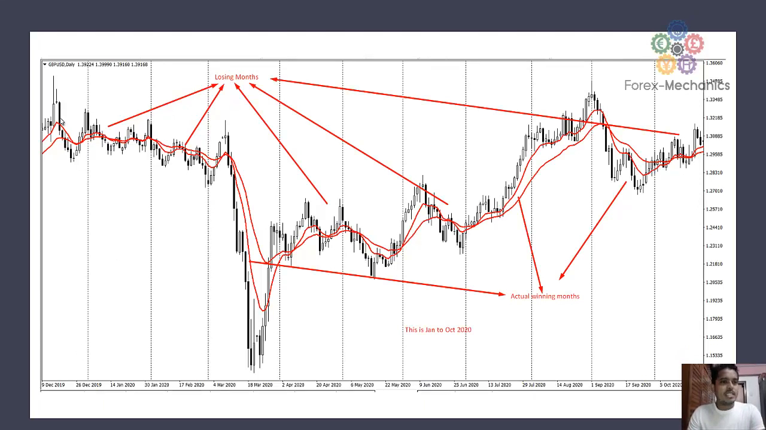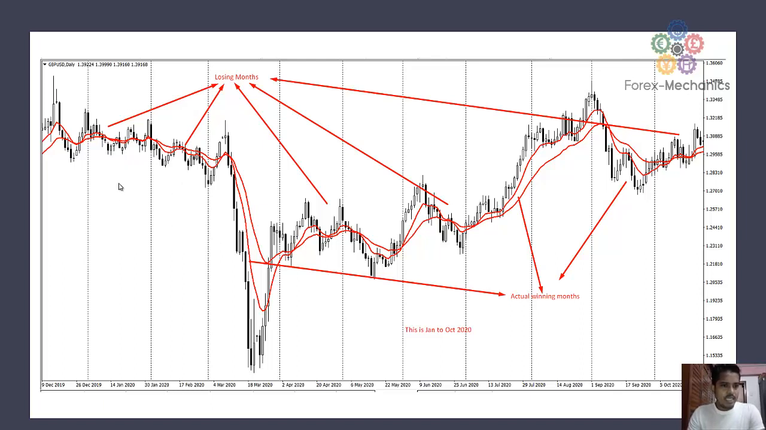Here you can see this is the pound dollar, right? What I've marked is the winning months and the losing months. This is just the daily time frame with two moving averages, and I'm just looking at the market as a whole, overall, and telling you which could have been not great months to trade.